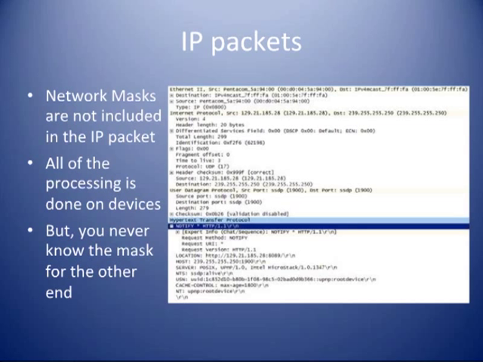Now the tricky part is that you never actually know the mask for the destination. You might know the IP address, you might know the name, and even the port that you're connecting to, but you don't know the MAC addresses or the masks for the destination. Now this also means that there's actually a lot of assumptions that go on, and it's easy to screw things up when you're messing around with masks. So that's a really important detail to remember.